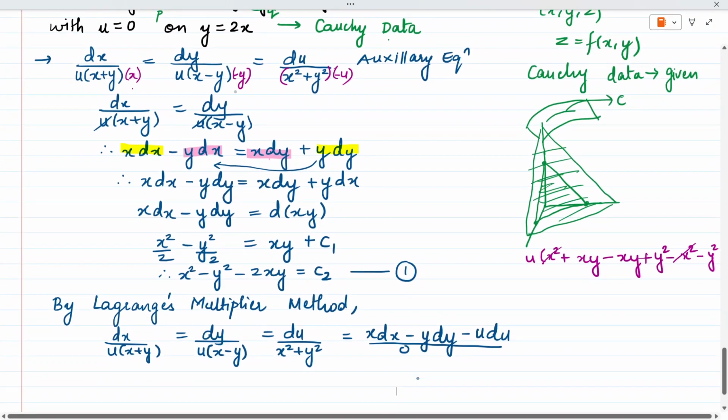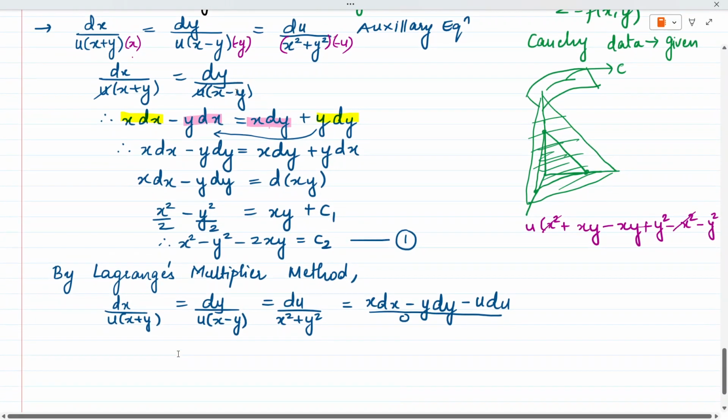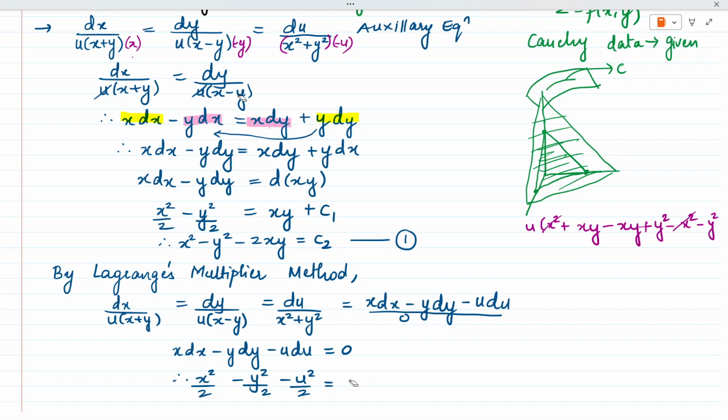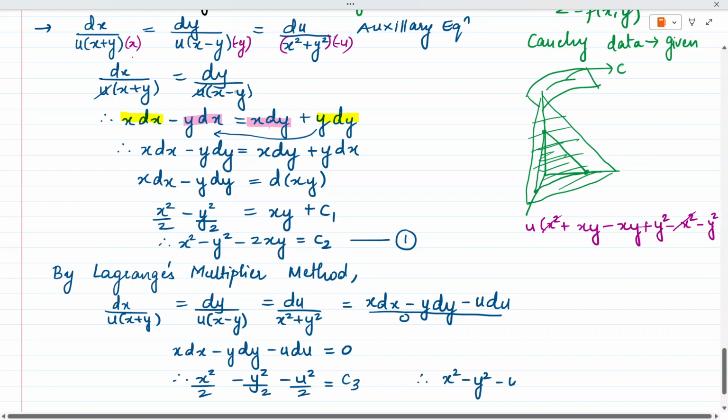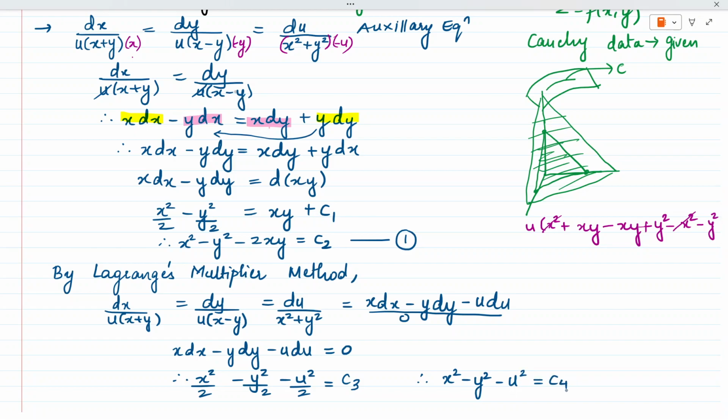Division by 0 allows us to cross multiply, and what we get is x dx, y dy, u du is equal to 0. Integrating, we'll get x square by 2, y square by 2, u square by 2 is 0. No, sorry, not 0, constant. C3 I'll use now. Multiplying throughout by 2, I'll get x square minus y square minus u square is C4.